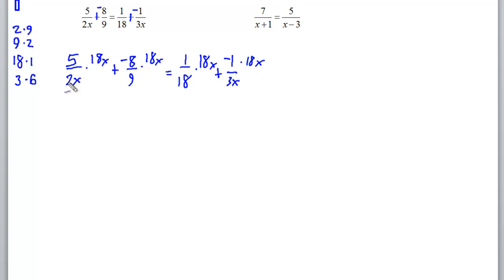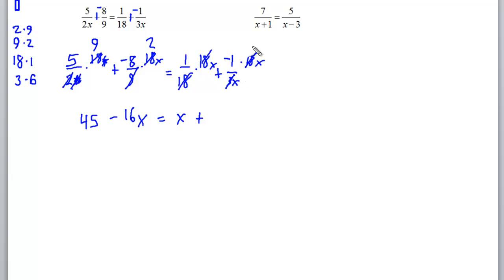Okay, so crisscross simplification. 2 and 18 make 9. X and X, those cross out as well. So 5 times 9 is 45. Okay, 9 and 18, that makes 2, but there's nothing that crosses out the x, so this makes negative 16x. And then this is equal to 18 divided by 18. That leaves me with x.